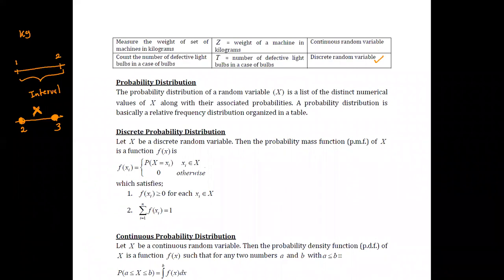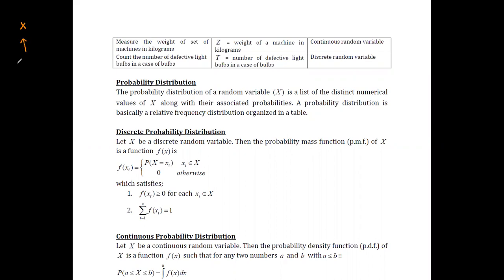This is the very basic idea of random variables, and then we will move to focus on the probability distribution. First, we have discussed random variables. Now, if you are assigning probabilities to the levels of random variables, then we can easily make up a probability distribution.